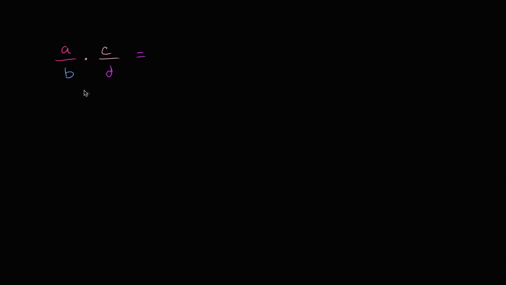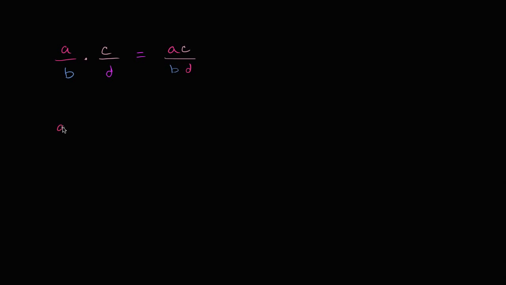Well, when you multiply fractions, you just multiply the numerators and multiply the denominators. So the numerators here, a and c, you're just going to multiply those out. So it's going to be a times c, which we could just write as ac. That's just a times c. All of that over the denominator, b times d. Instead of multiplying, what would have happened if we were dividing?